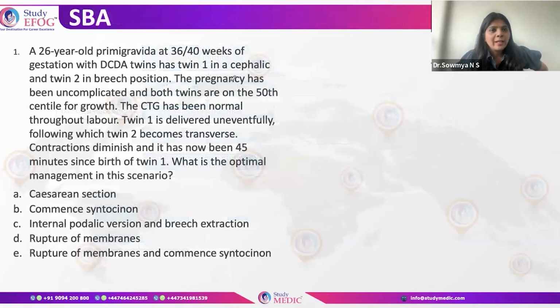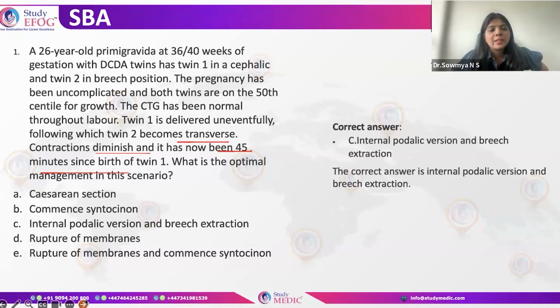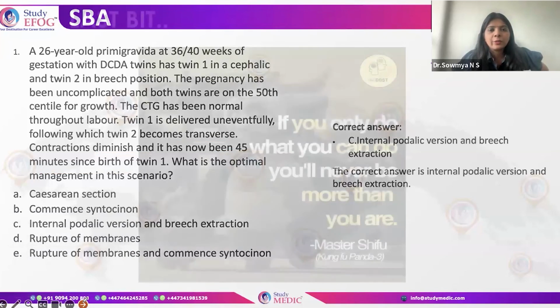Here, what is the optimal management? I think we are talking about a woman where the first twin is cephalic and the second one is transverse. Contractions diminish, and it has been 45 minutes since the birth of twin one. Obviously, it is a transverse lie. So the next best thing would be internal podalic version and breech extraction. Shift to the theater and try to do the same.